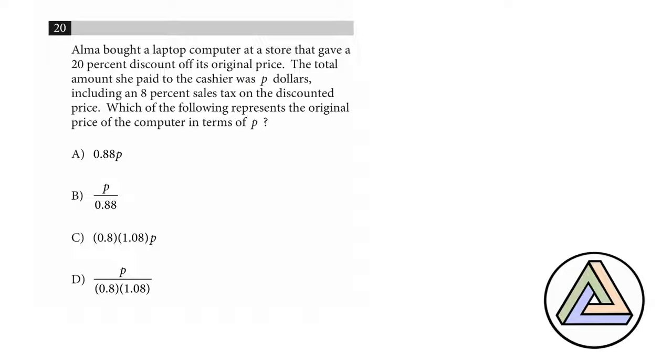Okay, so this is actually a very tricky problem, because think about it. You bought a laptop computer. There was a 20%, and by the way, the laptop computer had an original price. We'll call the original price X. And that is the original price. I'll just write it like this.